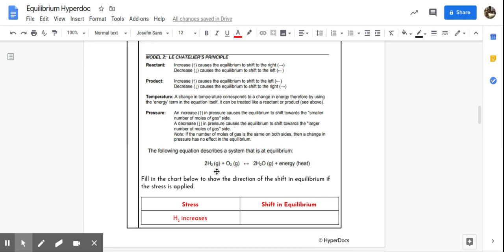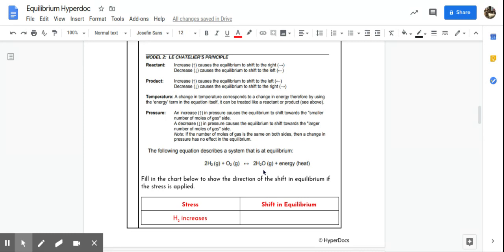So let's count the moles we have. Here we have 2 moles of H2. Remember that the coefficient tells you the moles. So we have 2 moles of H2 here, 1 mole of O2 here, so we have a total of 3 moles of gas over here. Here we just have the 2 moles of gas, because the energy, the heat, doesn't matter for this. So what this is saying is, if you increase the pressure, it goes towards the smaller number of moles of gas. So we would go towards the 2, and then for a decrease we would do the opposite, which we're going to do now.